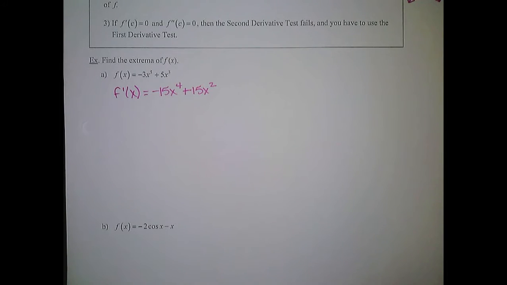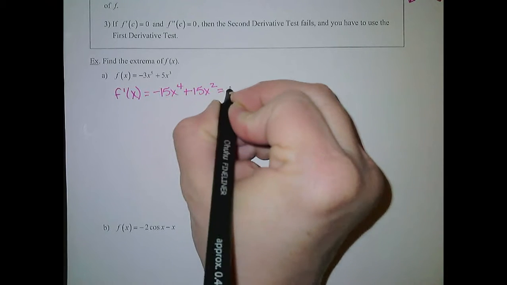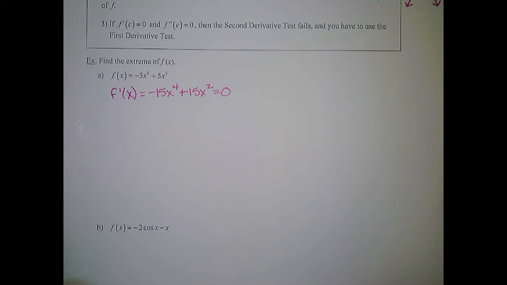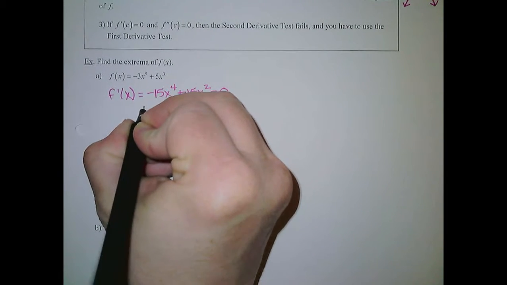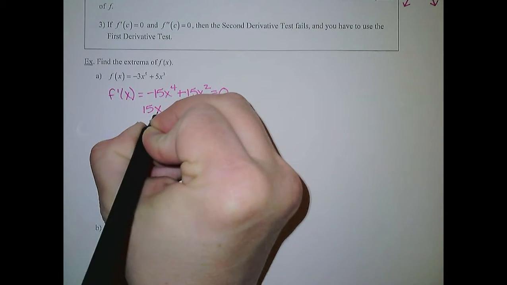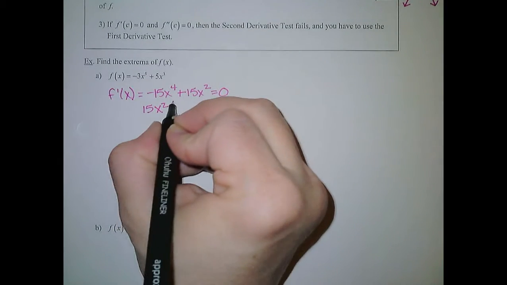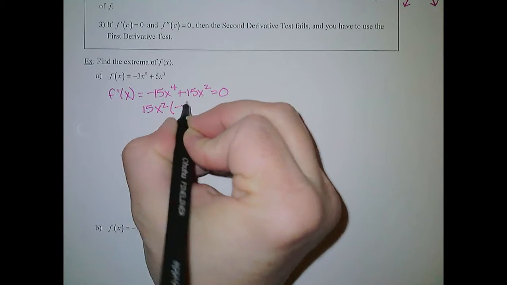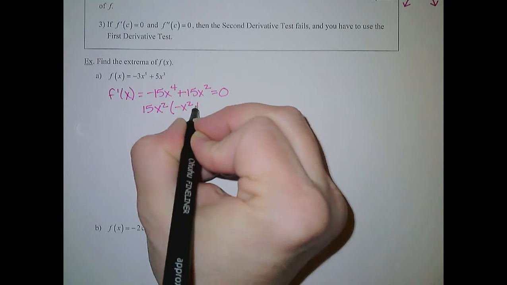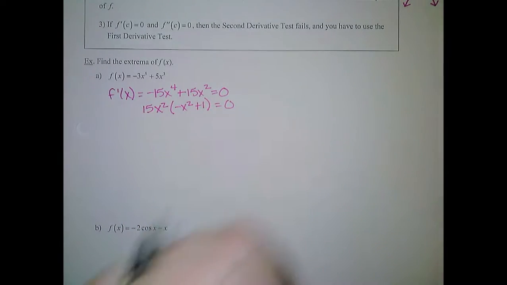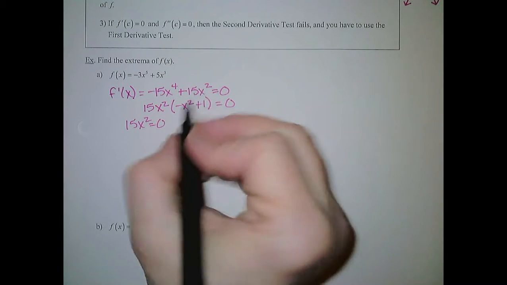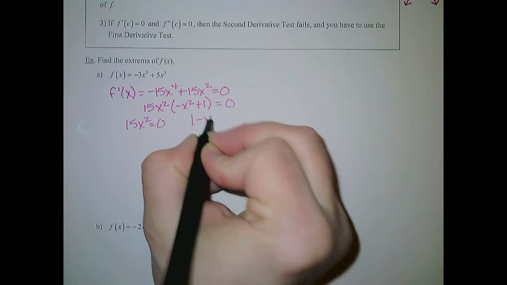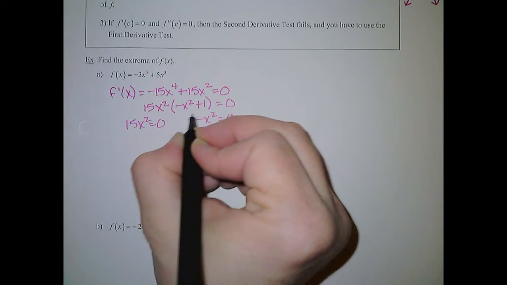There's nowhere where our derivative would not exist. So here our critical numbers would simply be where this is equal to 0. To solve that, we could factor out a 15 and an x squared. That's going to leave me with negative x squared plus 1. So either 15x squared is equal to 0, or, rearranging, 1 minus x squared is equal to 0. I'm just switching those terms around.